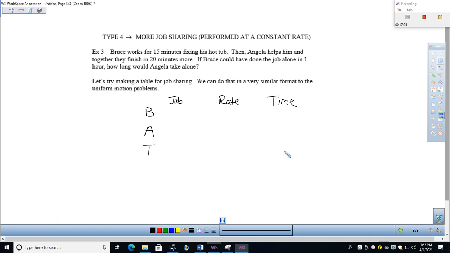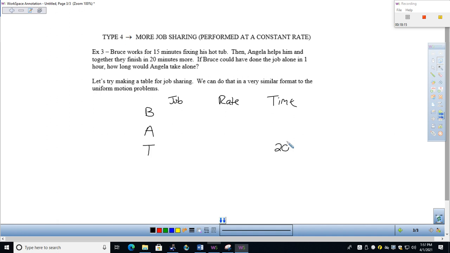All right, well, let's see what we know in this particular case. Now again, this is a little bit of a harder variation, but you can absolutely use this table for the easier variations of these, and in fact it works really cleanly. All right, so Bruce works for 15 minutes. That's great. It doesn't tell us much, just the time that he does part of the job. Then Angela helps him, and together they finish in 20 minutes more. Okay, so they were working together, right? And the time that they work together, that is definitive there. That is 20. All right, so I'm going to put that in.